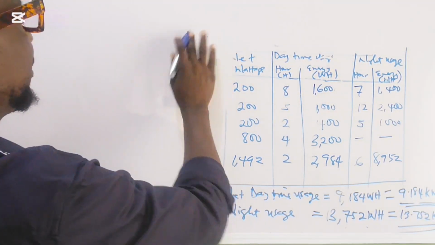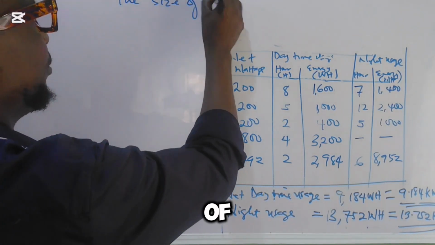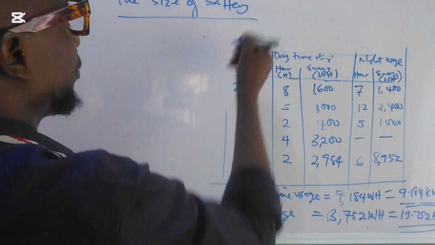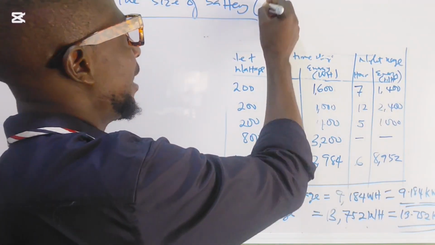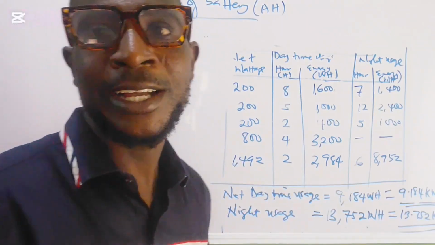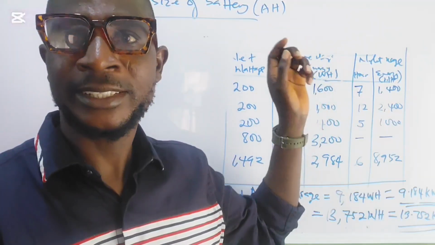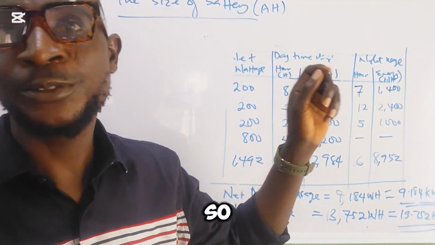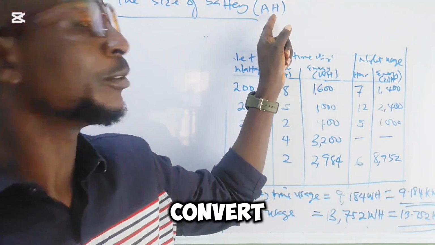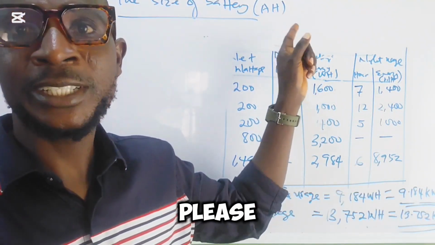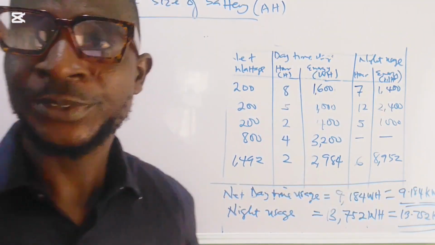We want to calculate the size of battery that will be needed for this in amp hour, ampere hour. You know, batteries are mostly rated in ampere hour. So once we get our value in watt hour, that means we also convert to what? To ampere hour. Please let's take note of this. Now, what is the formula? There are some things you need to have in mind.